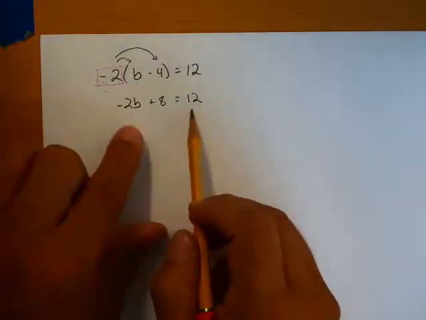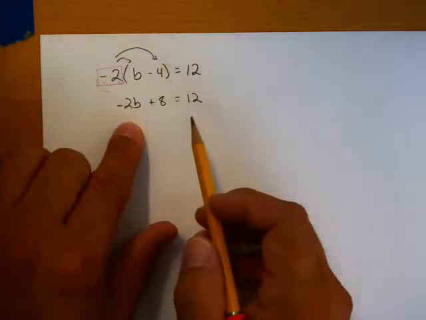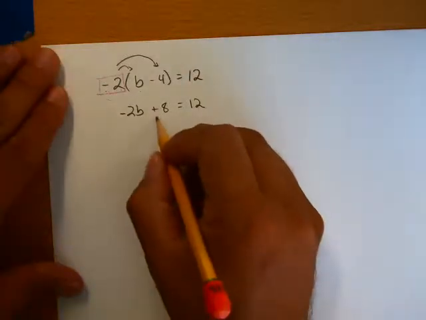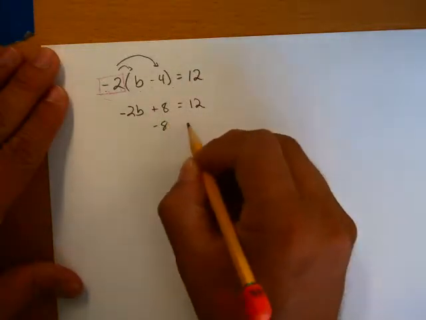And now I'm down to this two-stepper. So I think I know what to do here. I need to get rid of this 8 because I want to get this negative 2b by itself. So the opposite of addition is subtraction.